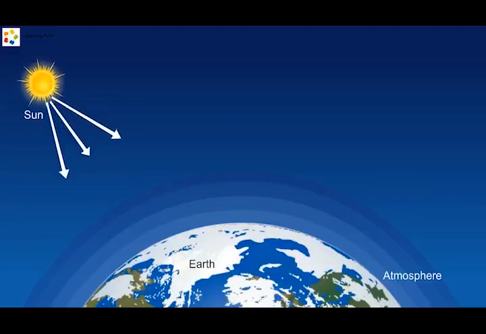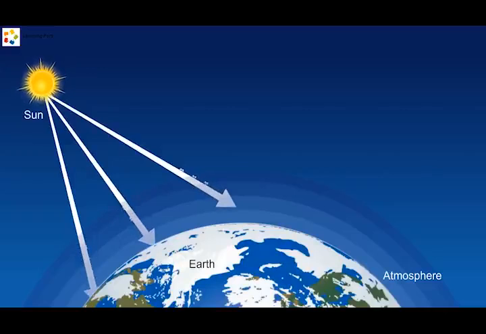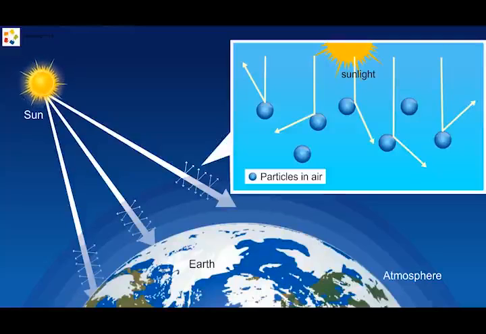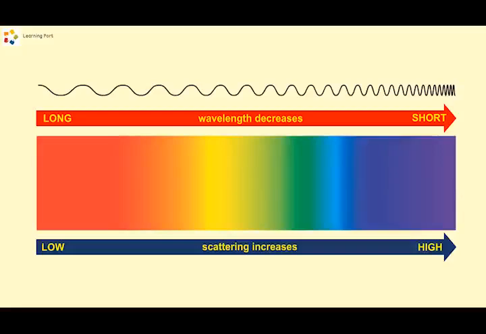When sunlight enters the Earth's atmosphere, it is deflected from its original path by dust particles and gas molecules. This process is called light scattering. The amount of light that is scattered depends on the wavelength of the light. The wavelength of colored lights decreases from red light to violet light. The shorter the wavelength of the light, the more it will be scattered.